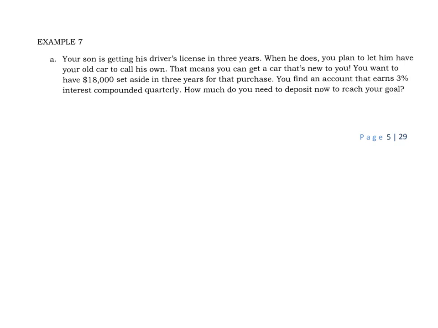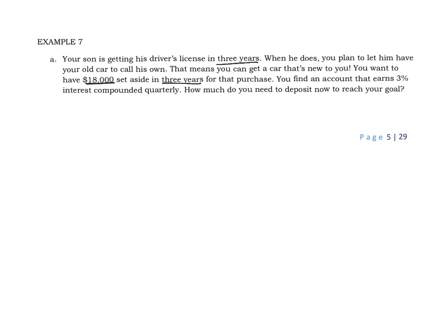Finance example 7A. Your son's getting his driver's license in 3 years. That looks like it might be important, so let's go ahead and underline that. When he does, you plan to let him have your old car to call his own. That means you can get a car that is new to you. You want to have $18,000 set aside in 3 years. So we're saying in 3 years from now, we want $18,000 set aside for that purchase.